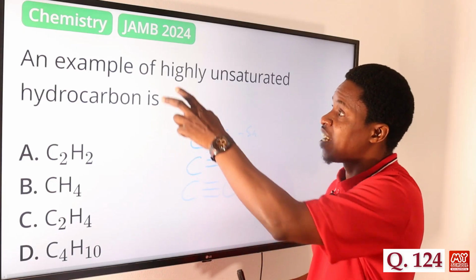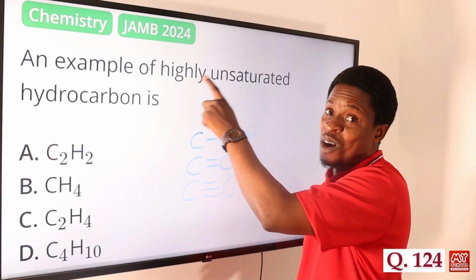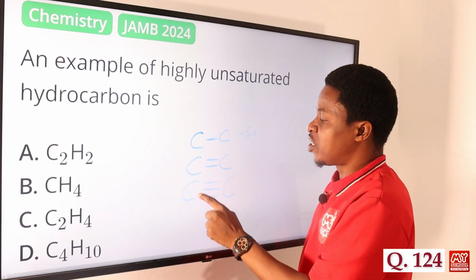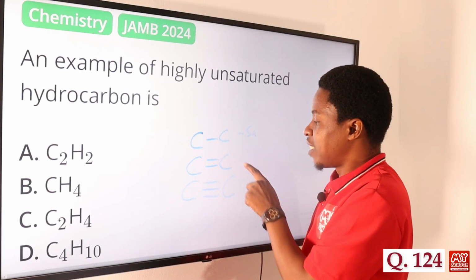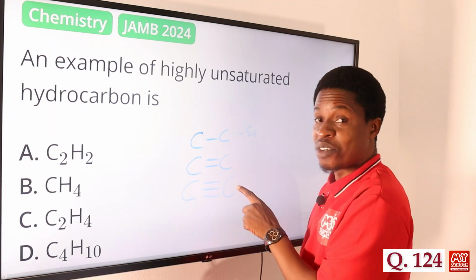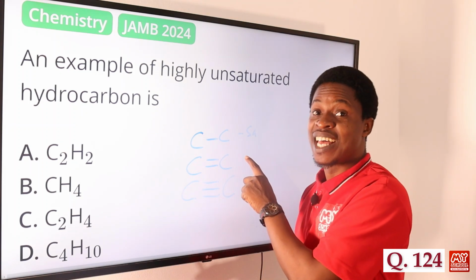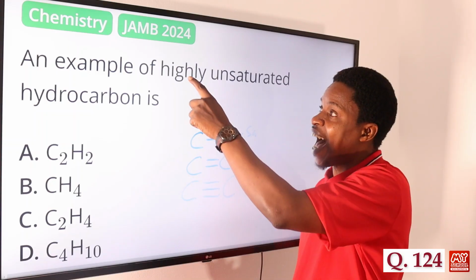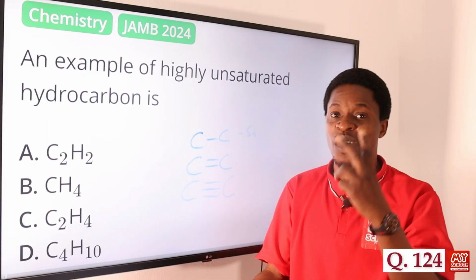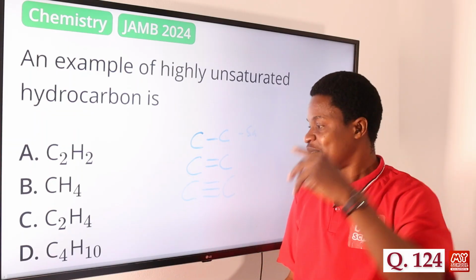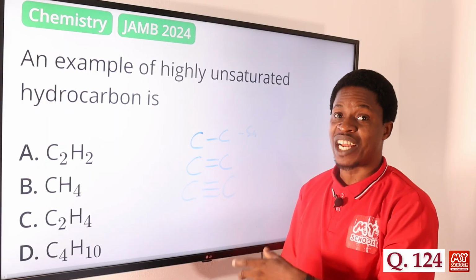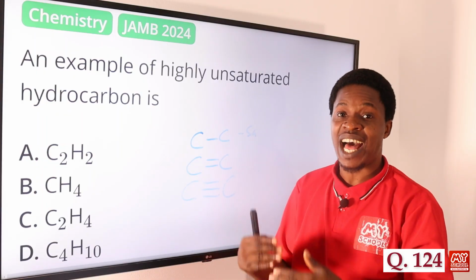But the question says an example of highly unsaturated. So which means between these, this is saturated, this is unsaturated, this is also unsaturated. Alkenes are unsaturated, alkynes are also unsaturated. But the one that will be more unsaturated is the one that has the carbon-carbon triple bond, which is this. So alkynes usually will be more highly unsaturated than alkenes.